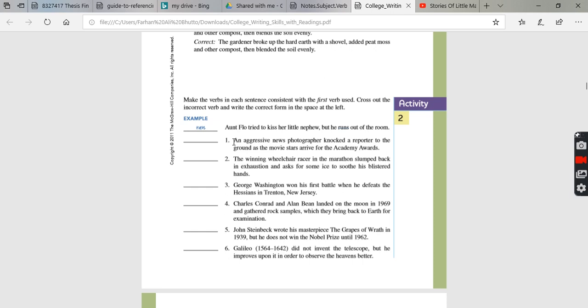Now the first sentence is, an aggressive news photographer knocked a reporter to the ground as the movie stars arrive for the Academy Awards. So you've got two verbs, knocked and arrive. So I'm quiet for 10 seconds. Read it again and see, what do you think should be the correct sentence?